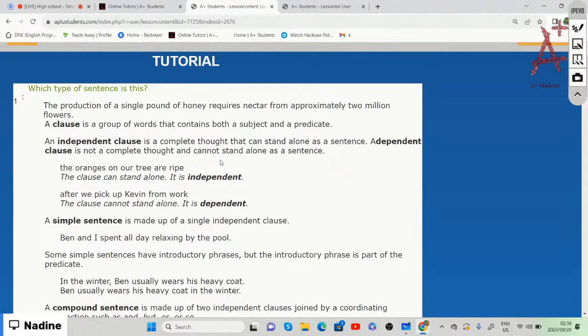And then we have a simple sentence, which is made up of a single independent clause. It has a subject, has a verb. It's like saying, Ben and I spent all day relaxing by the pool. That is an example.